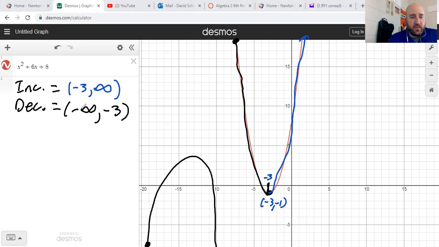So my intervals should cover my entire domain from negative infinity to positive infinity. I go negative infinity to -3, -3 to positive infinity. Again, there's no gaps. It's not like I'm drawing my graph here and I stop and I just skip here and keep going.